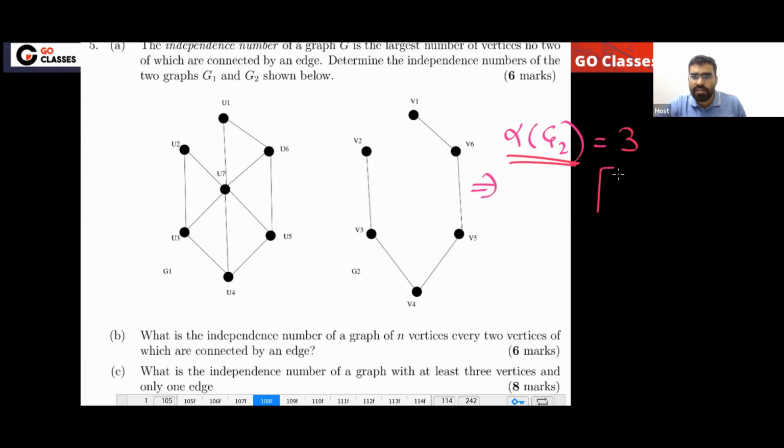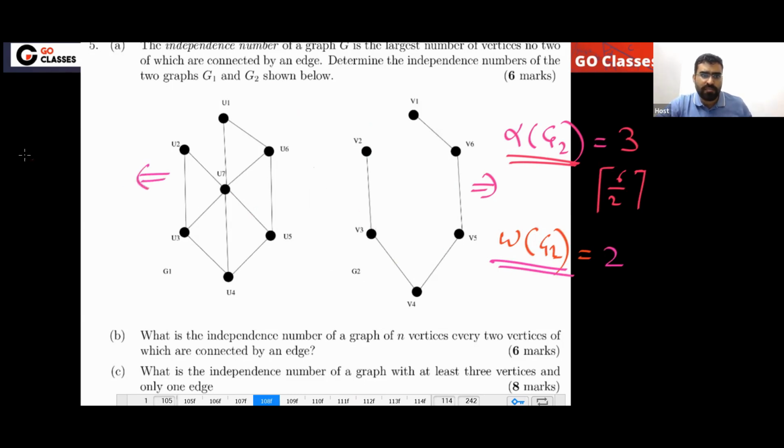So the answer will be ceil of 6 divided by 2, which is 3. This is the answer. And what is the omega of G2? Omega is 2. Omega is the largest complete subgraph that you can create, the maximum clique. So that is your K2.